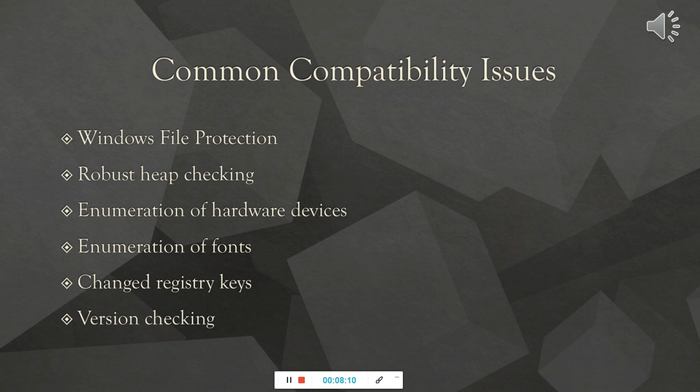Another issue is robust heap checking. Windows includes several performance enhancements in the heap manager. Applications that did not use the heap manager correctly before might now have memory management problems. Common problems include using memory after it has been freed and assuming that memory does not move when it is reallocated to a smaller size.